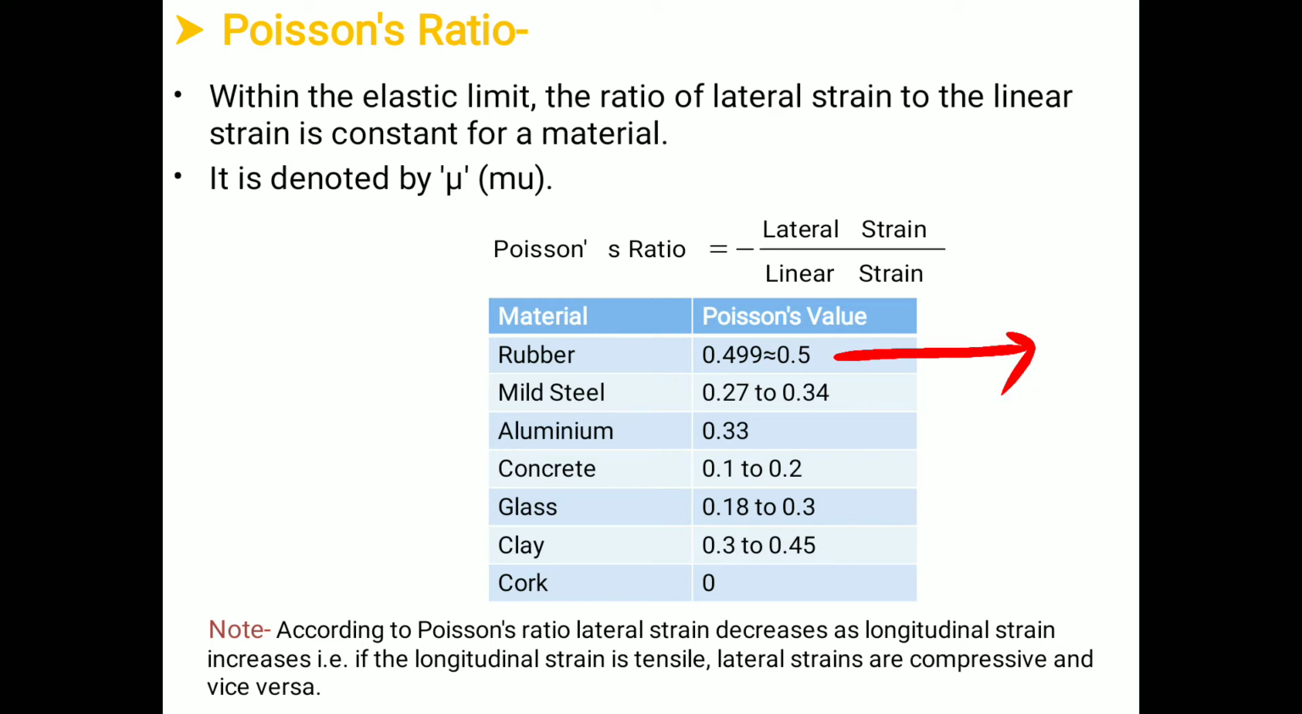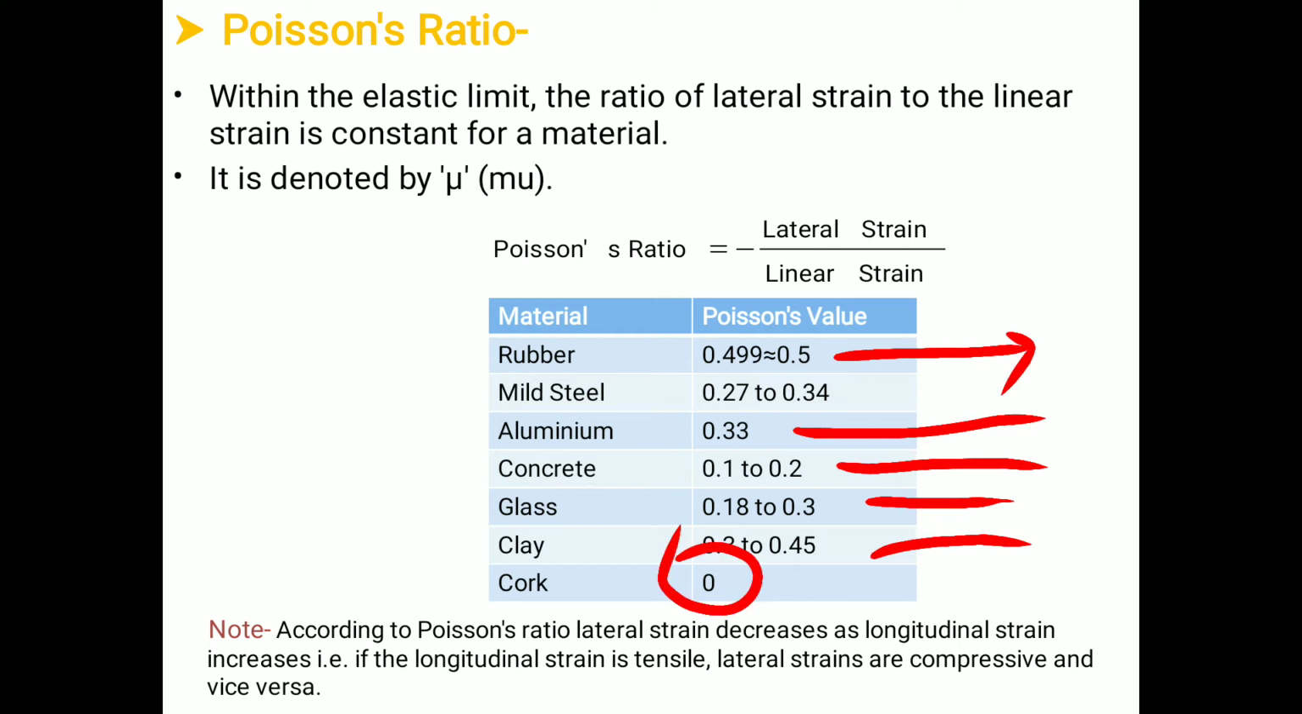If I consider aluminium, it is 0.33. For concrete, it lies between 0.1 to 0.2. For glass, it is 0.18 to 0.3, whereas for clay, it is 0.3 to 0.45. If I consider cork, it has a Poisson's ratio of 0. Remember that according to Poisson's ratio, the lateral strain decreases as the longitudinal strain increases.